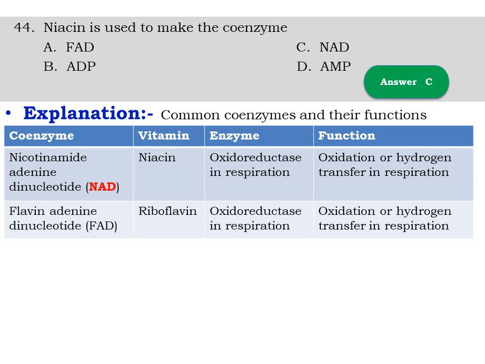Nicotinamide adenine dinucleotide needs vitamin niacin. Niacin is so important to make the coenzyme that is known as NAD. Riboflavin makes FAD, which is known as flavin adenine dinucleotide.